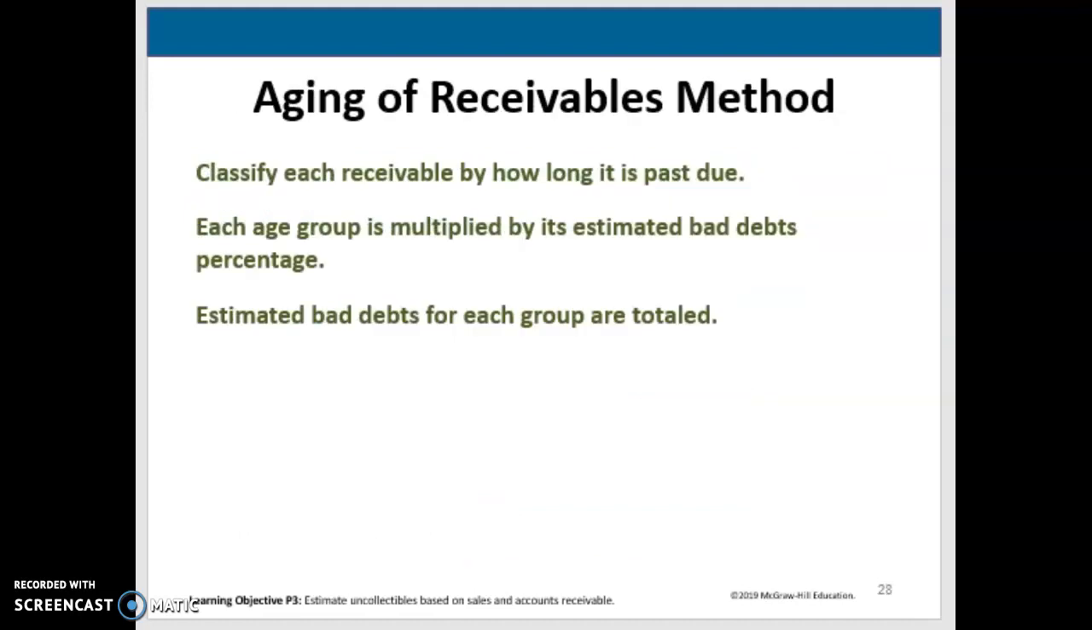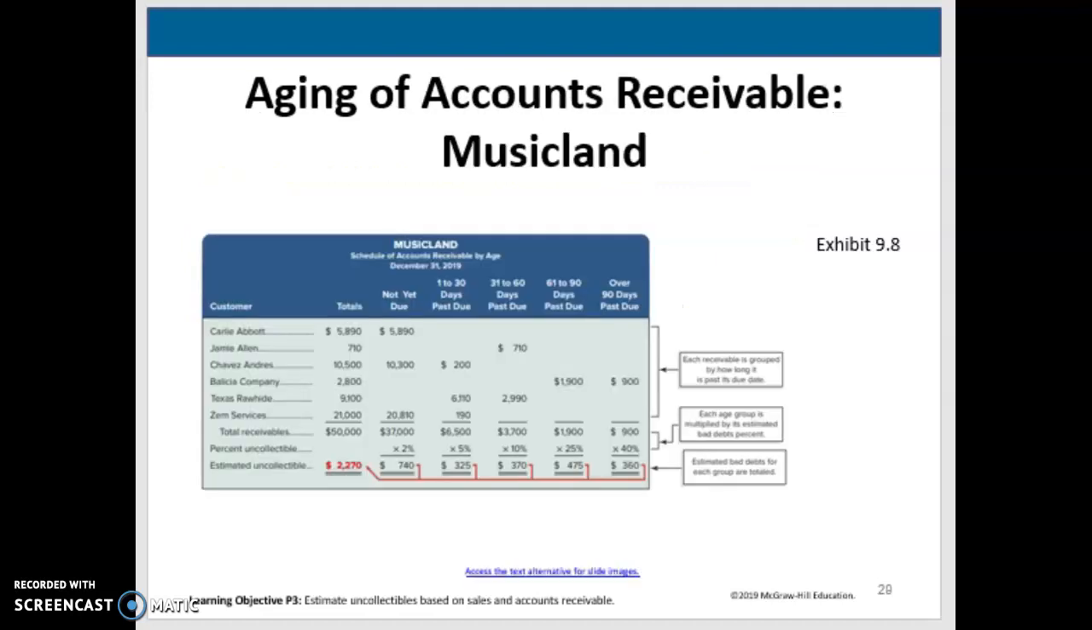All right, the other one is aging of receivables. This is where we break down the accounts receivable to see how far past due each of the customers is. So we're going to classify each receivable by how far past due it is. The farther out it gets, the more likely it is that we're going to have uncollectibles. So here's an example of an aging of accounts receivable. We can see that we have the different customers listed on the left. We have the total amount owed, and then we have it categorized into not due yet, 1 to 30 days past due, 31 to 60 past due, 61 to 90, and then over 90.